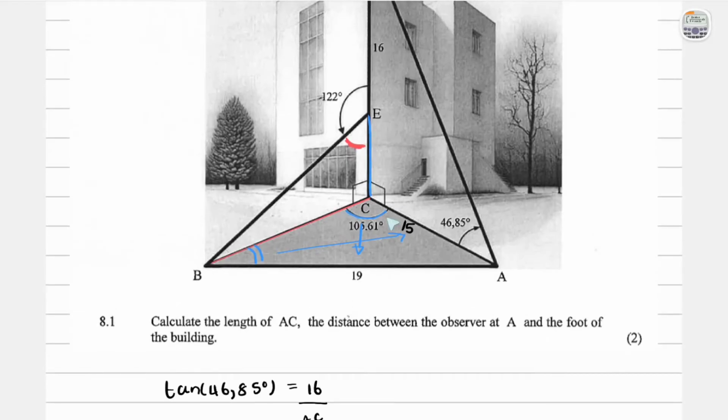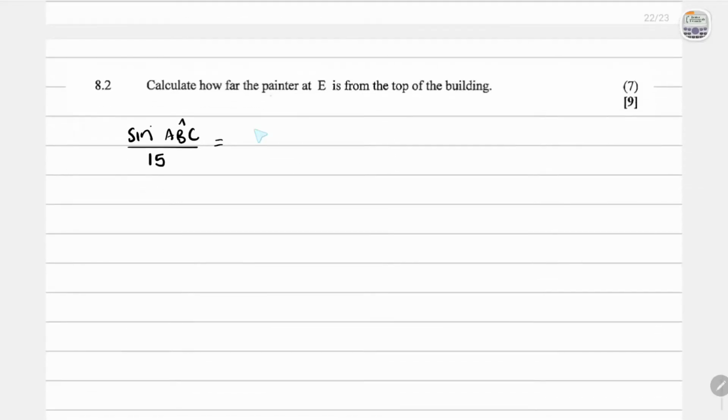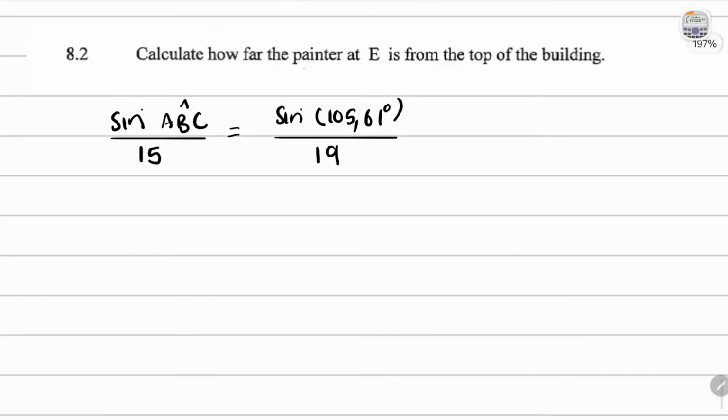So sine of an angle. You see how this is already complete. We've got the angle and the side. So we can say sine of 105.61 degrees over the side opposite it, which was 19 units. So we can use this to find angle ABC.